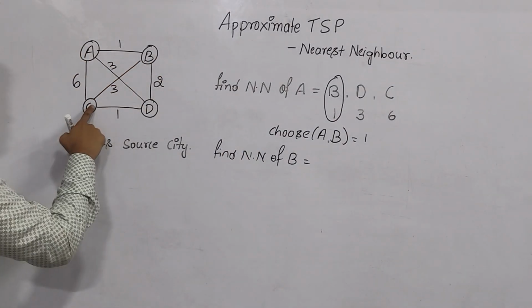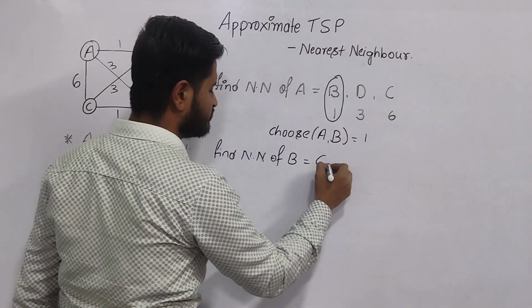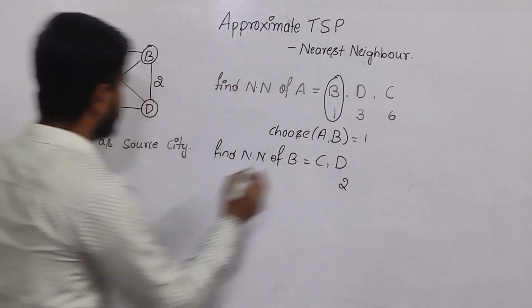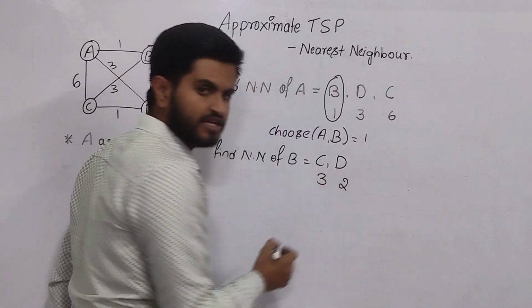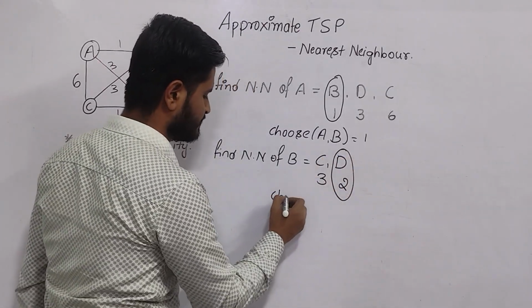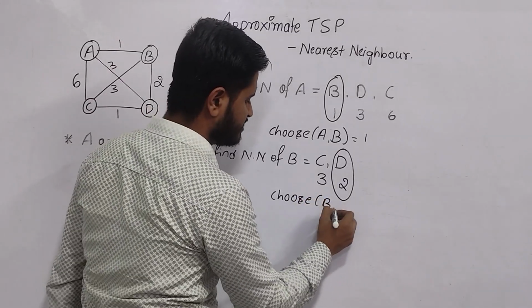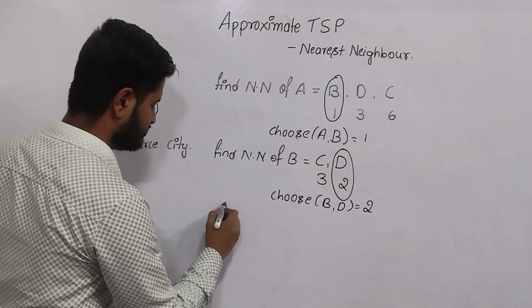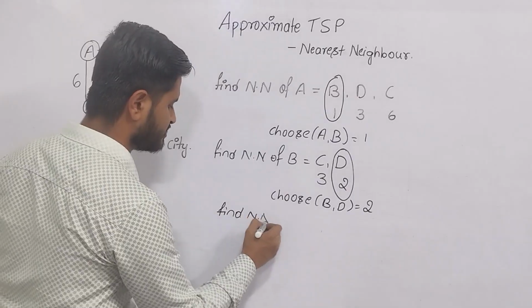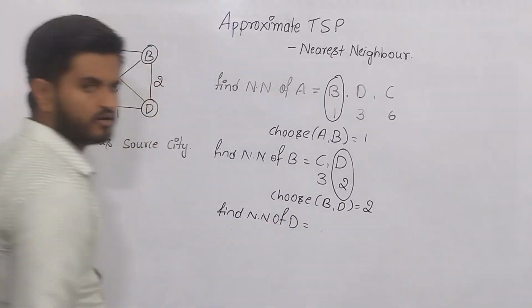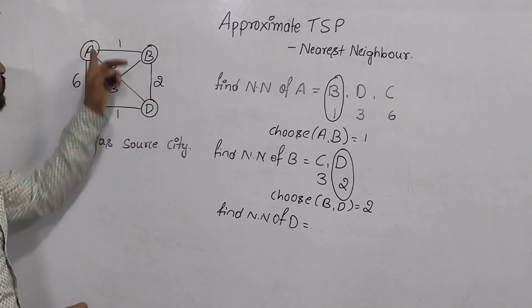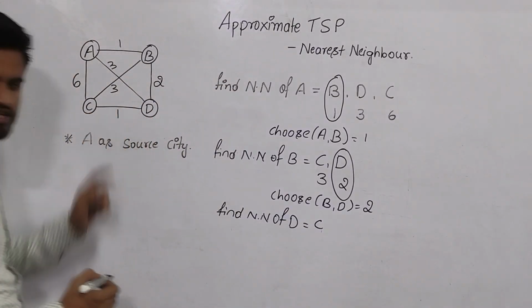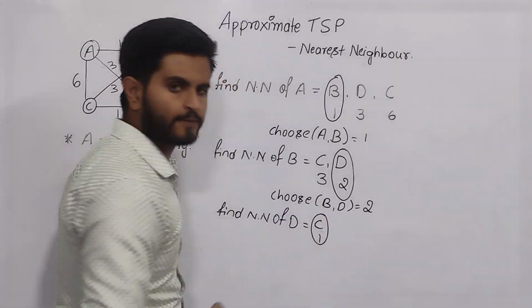So from B you can go to C and D. The cost from B to D is 2, and from B to C is 3. So the least cost is 2. So choose B to D with the least cost of 2. Now we are at D. Next, find the nearest neighbor of D. You can't go back to B or A, so you can only move to C. C is the only one left, and from D to C the cost is 1. So you will choose C.